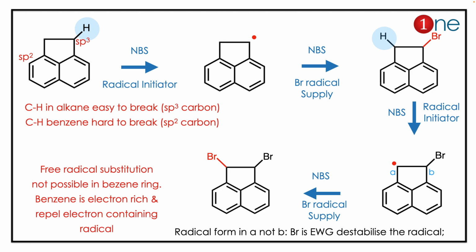Here you may think the other way also. Free radical substitution is not possible in the benzene ring because you would have to activate the benzene, or you can say, the electron rich benzene repels the electron-deficient free radical. So our answer is the dibromide there.